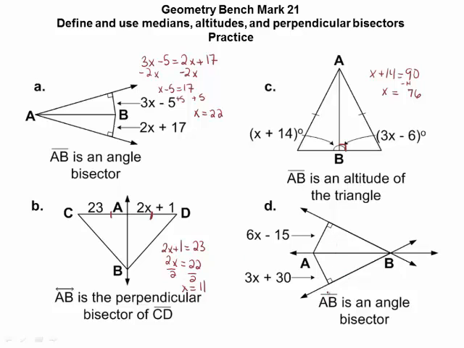Here I have an angle bisector. That tells me again that these two are the same. So 6x minus 15 is equal to 3x plus 30. Take 3x away from both sides. I get 3x minus 15 is equal to 30. Add 15 to both sides, and I get 3x is equal to 45 to get that x is equal to 15.